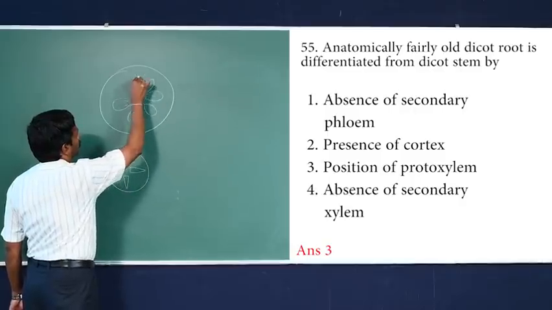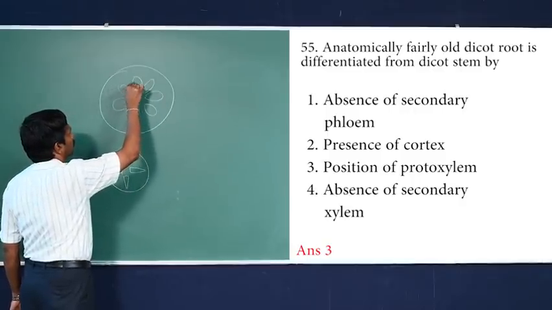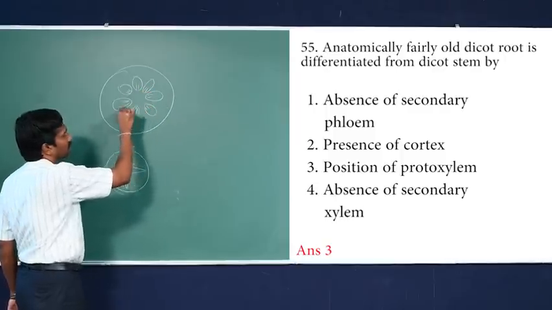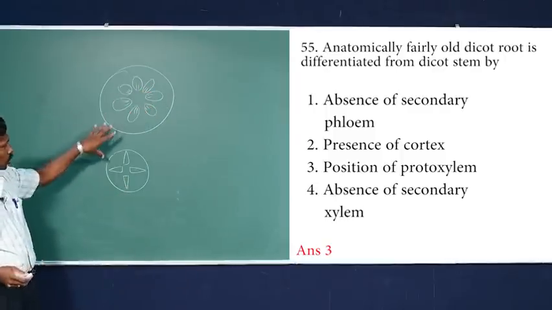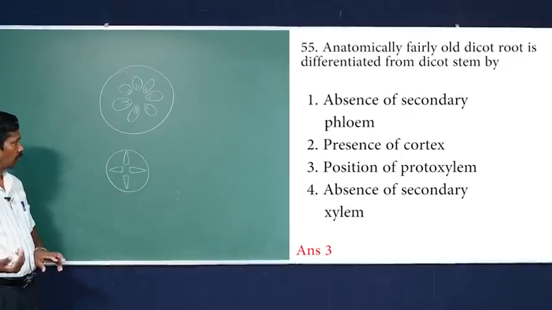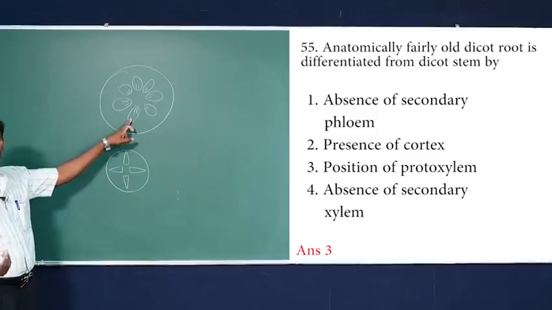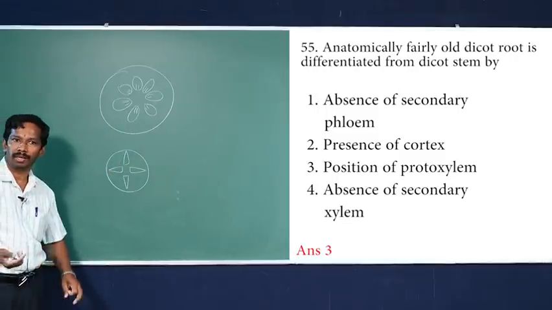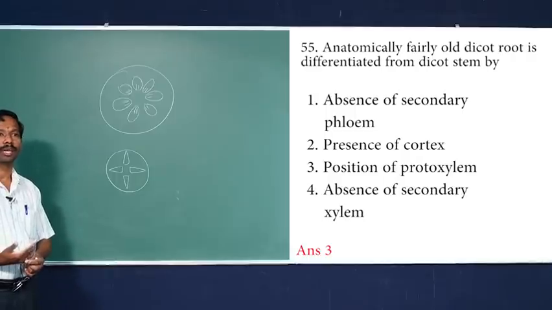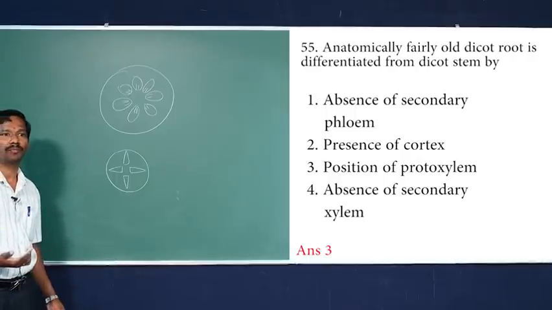A ring of vascular bundles is present, and xylem is always endarch in the stem and xylem is exarch in the root system. So comparing root and stem, you can identify the presence of the endarch condition of xylem in the stem and the exarch condition of xylem in the root system. So for the option position of protoxylem, the answer is 3 for question number 55.